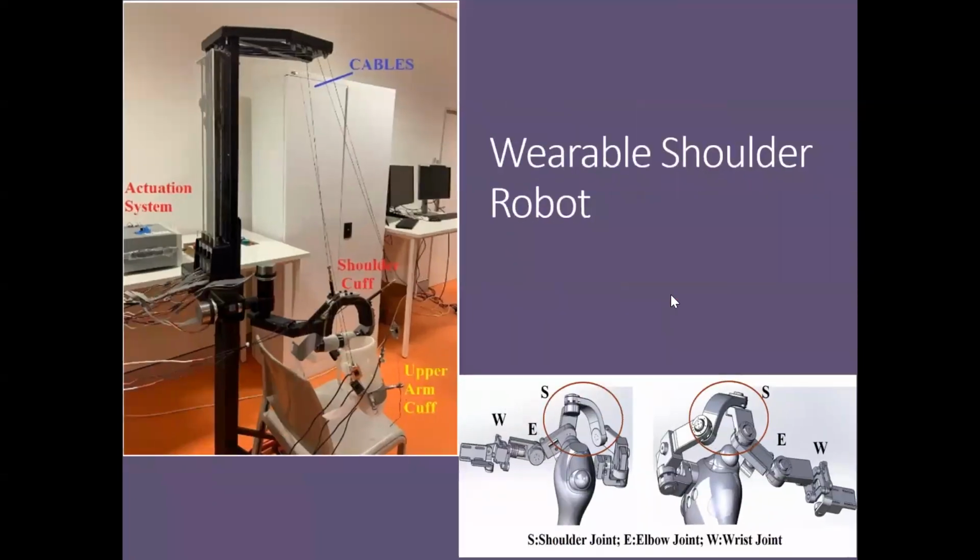The shoulder one was made by one of my colleagues. He's recently become assistant professor in the robotics department, IBIC. He did his PhD under me, and this mechanism was used for shoulder rehabilitation. The idea was to not have motors on the joint, because the motors are very heavy. So we kept these motors outside somewhere else, and using cables, the motor actuation was transferred to the shoulder joint here.